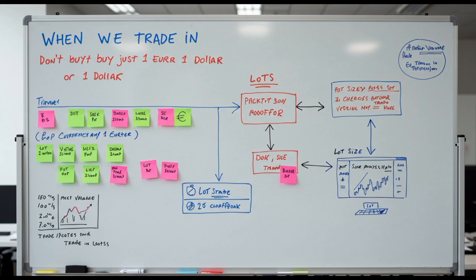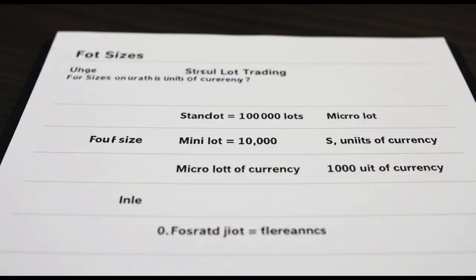4. Lots. When we trade Forex, we don't buy just 1 euro or $1. We trade in units called lots. Standard lot equals 100,000 units of currency. Mini lot equals 10,000 units. Micro lot equals 1,000 units. Example, if you trade one standard lot of euro to US dollar, you're actually trading 100,000 euros against the US dollar. Don't worry, you don't need to have all that money because that's where leverage comes in.